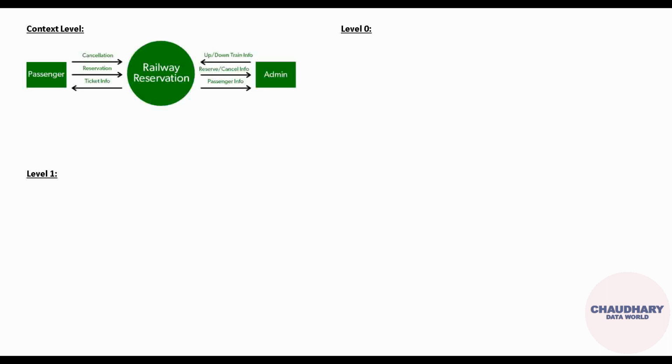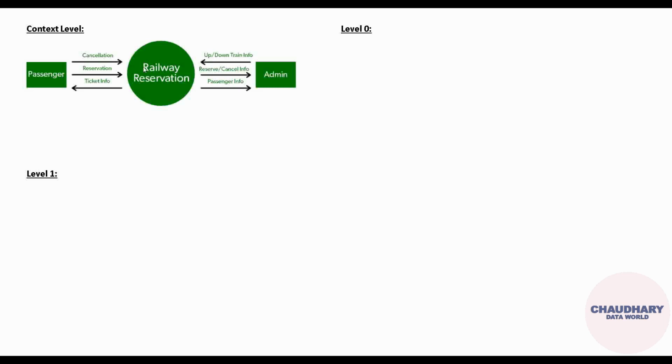After that, you can go ahead with creating multiple sub processes by bifurcating it into level 2, level 3, something like that. You can go as granular as you can. But the major practice which anybody follows is the three levels for sure, that are context level. In the context level, there is a railway reservation, which is a system, right?